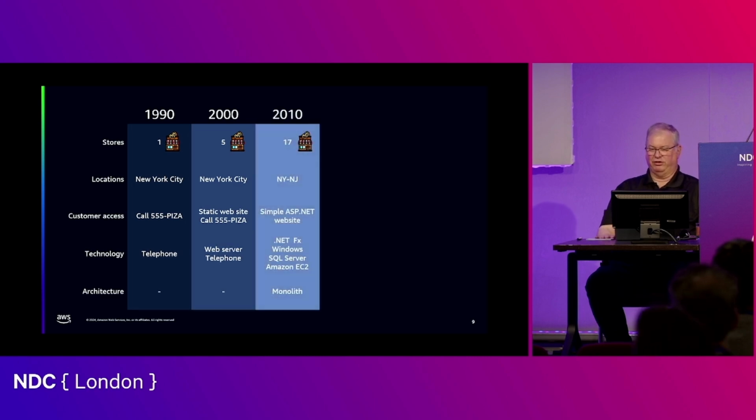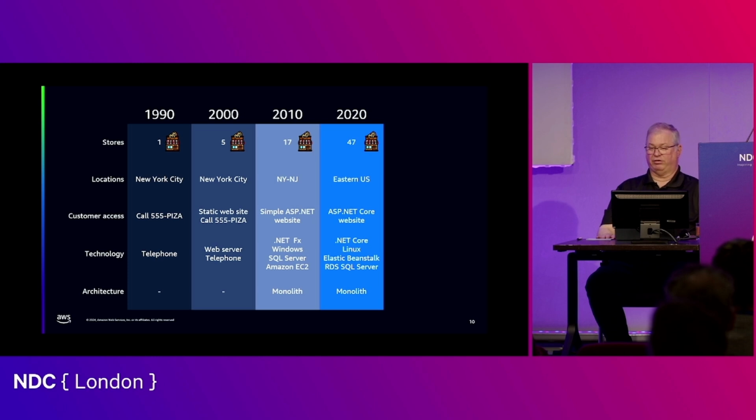Fast forward another 10 years, 17 locations across New York and New Jersey. And they've moved to .NET. They have a simple ASP.NET website. So the technologies are .NET Framework in Windows and SQL Server, and they're running that on Amazon EC2, virtual machines. And their architecture, of course, is the monolith, one big application.